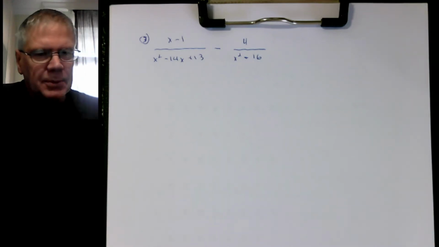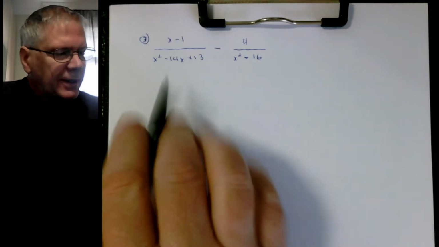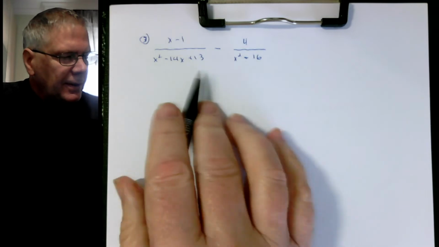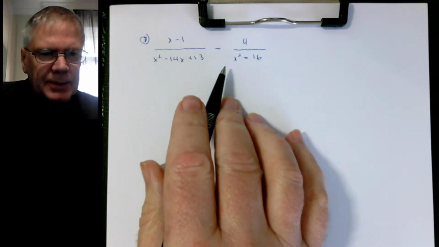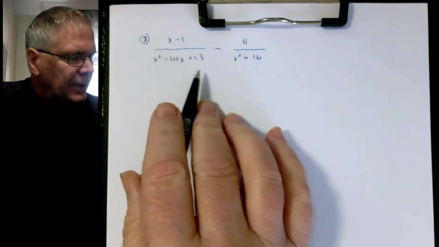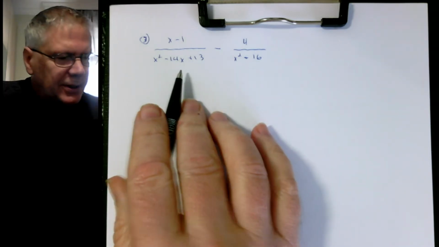Okay, now let's look at number 3 from these adding fractions and rational expressions or subtracting. And this one turns out to be a little bit trickier than number 1 or 2 was. I think number 2 I did. And that's because of a domain issue here.